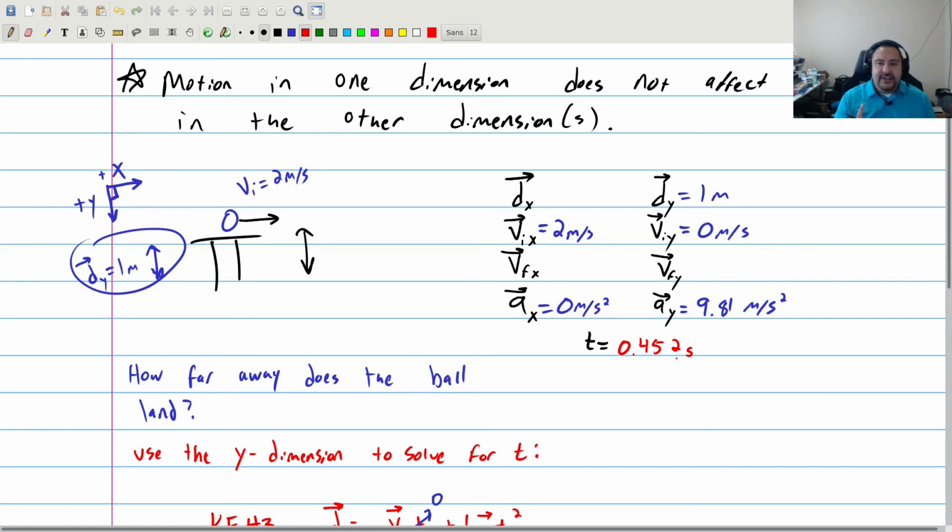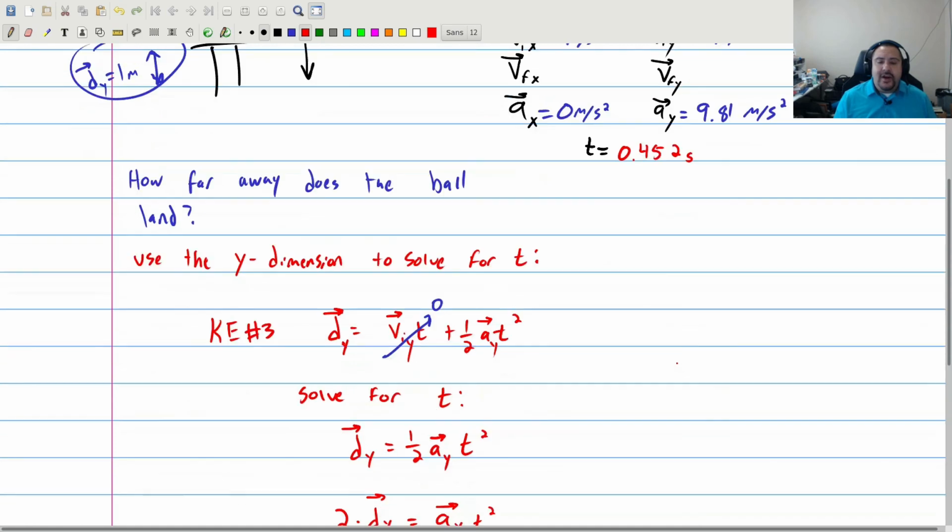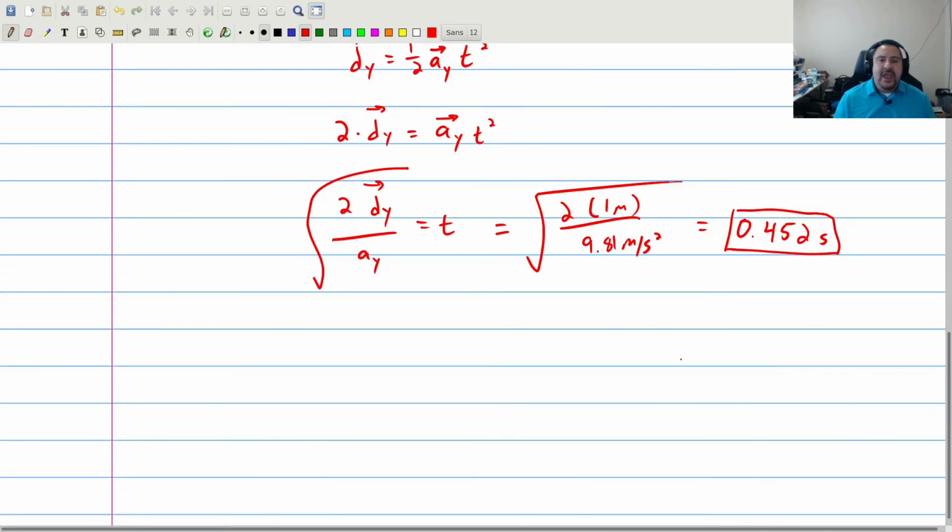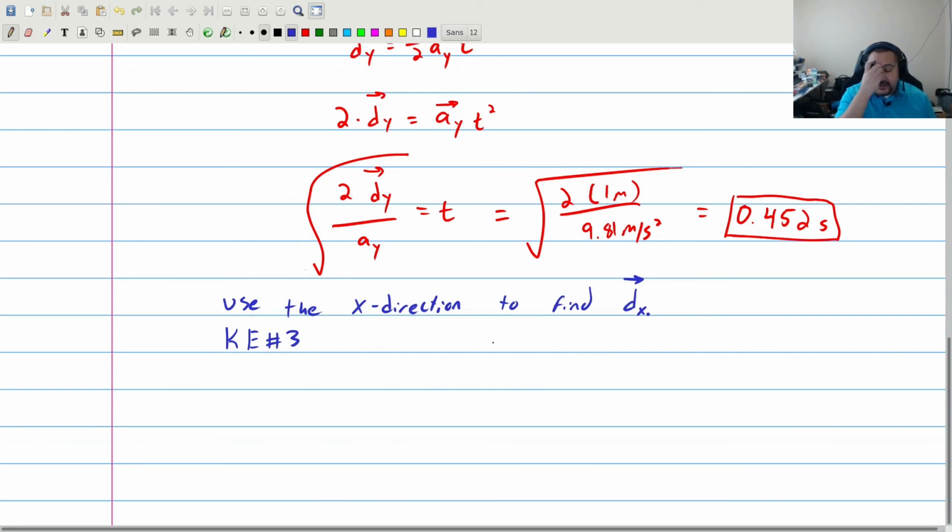Now I have v initial x, acceleration in the x, time, and I'm looking for distance in the x direction. So if I wanted to find distance in the x direction this time, I'm going to need to use another kinematic equation, and it sounds to me like we're going to use kinematic equation number 3 again. But this time we're going to use the x direction to find distance x, or displacement actually. Okay, so we're going to find dx. How far did it go horizontally?